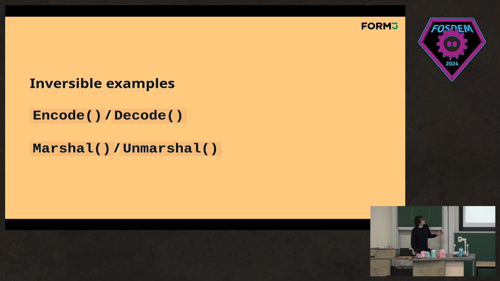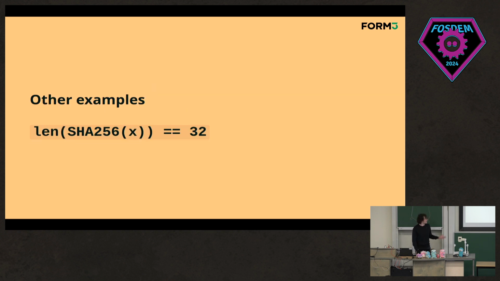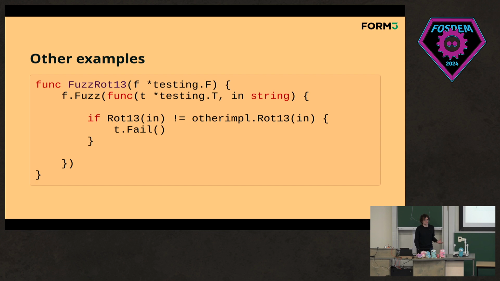Some commonly used examples are encoders, decoders, marshallers, and unmarshallers. You can just call these things, decode the encoded thing, and you should get the input back. There are other properties, like if you do a SHA sum, for instance, you always expect it to return 32 bytes. But there is another technique.